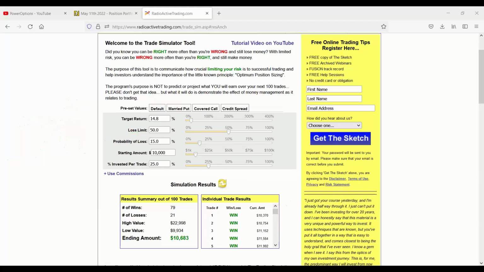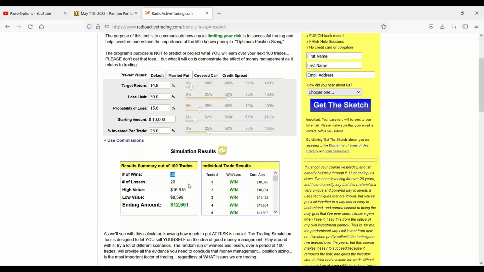How is that going to work out if I'm able to keep the same average return on the winners, 14.8%, keeping my probability at 85%, where on average, it's around 86.3% winners from 2015 and on? All right, so let me do that.